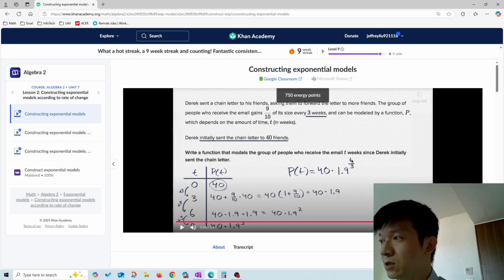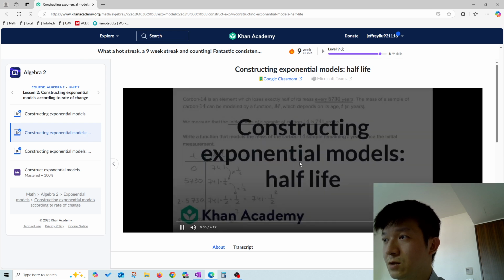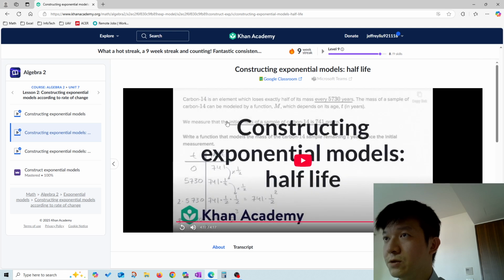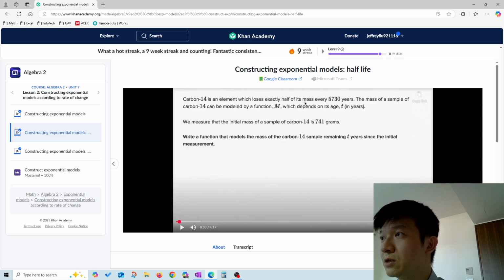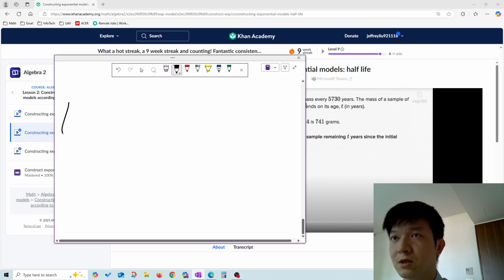Okay, so let's try another one. Right here we have carbon 14. Alright, so half of this mass every that many years, right? 5,730 years. The mass of the sample carbon 14 can be modeled by a function m. So we know on the left hand side of a function it's gonna be m of t, right, in years. Okay, so let's model it again. M of t.